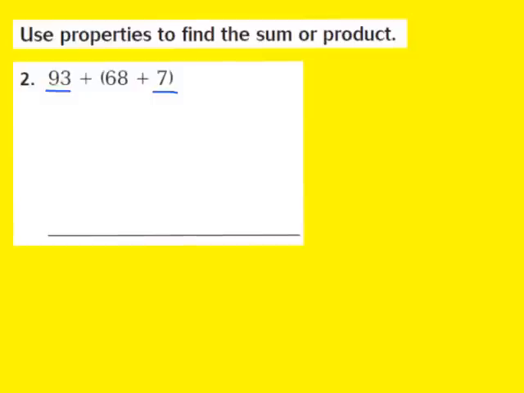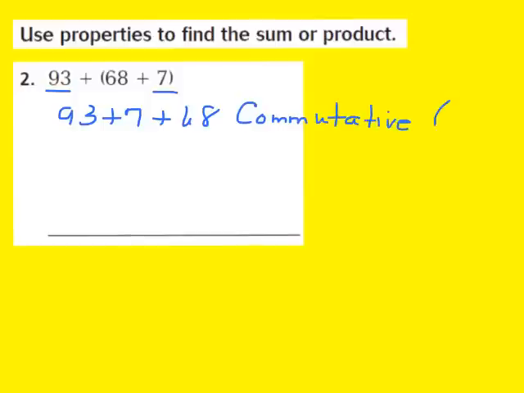So I'm going to change the order of my problem. I'm going to write down 93 plus 7 plus 68. Now, when I change the order of my addends in this addition problem, that deals with the commutative property of addition. So that's changing the order, commutative property of addition. Now, I asked myself, what can I group together to finish out this problem? So I'm going to group the 93 plus 7 together and then add to that the 68.